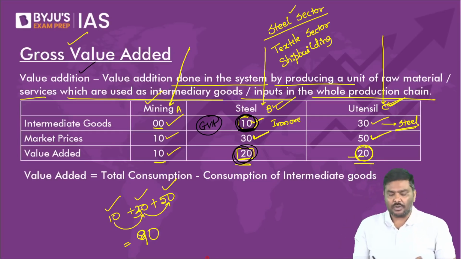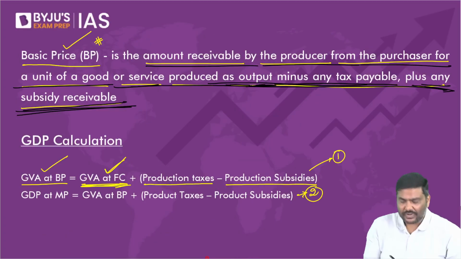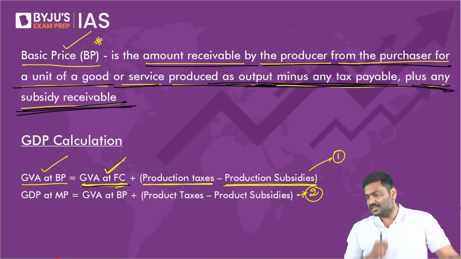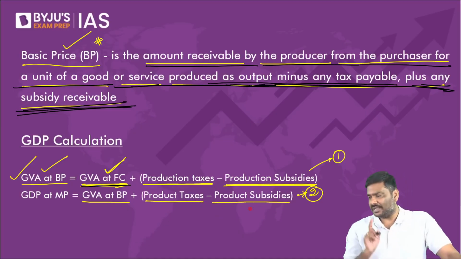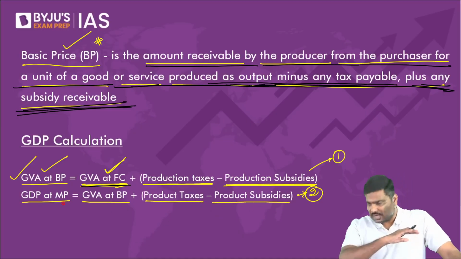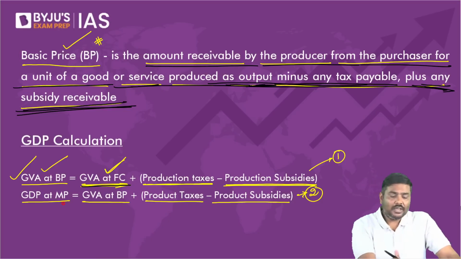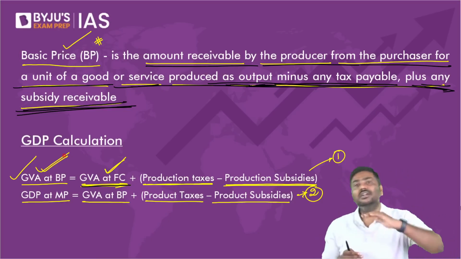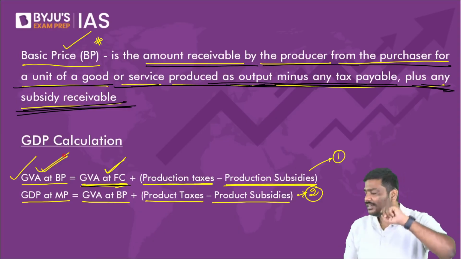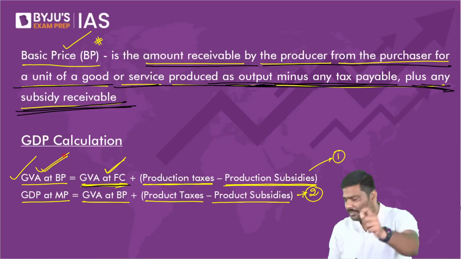So what is the first formula? Start with the gross value addition at factor cost. To that, add production taxes, subtract production subsidies. You will get gross value addition at basic prices. Now take gross value addition at basic prices, add product taxes, subtract product subsidies. You will get GDP at market prices. And have a look at this. There is no double counting anywhere here. Why? We are using gross value addition. And because we are using gross value addition, double counting will not be taken. There is an elimination of double counting.